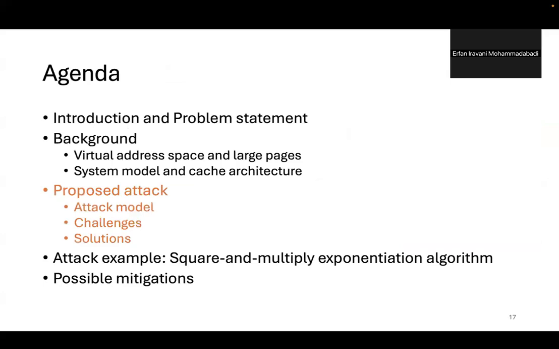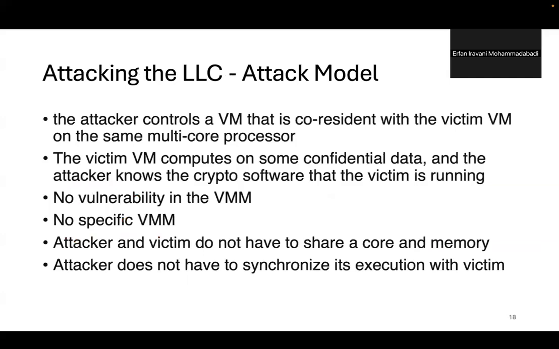Okay, so we will dig deeper into the attack proposed by the authors now. First, we need to know the attack model. Basically, the attacker in this attack model controls a VM that is co-resident with the victim VM on the same multi-core processor. The victim VM computes on some confidential data, and the attacker knows the crypto software, and also knows that the victim is running it. No vulnerability in the virtual machine monitor and no specific virtual machine monitor is assumed.